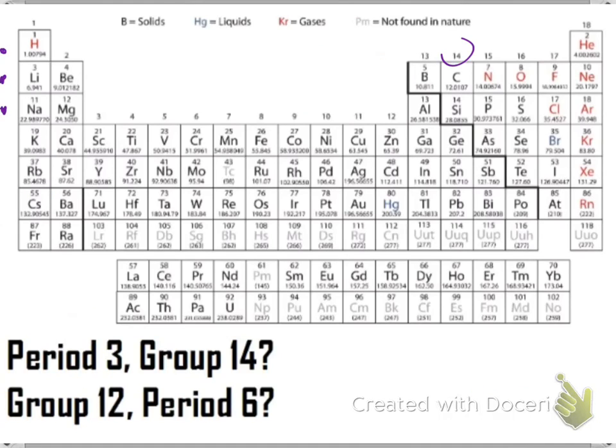Alright, now it goes faster. If I say find the element in group 14, period 3, you can see I went down 3 to my 3rd period, and I went over to group 14. That gives me Si, which is silicon.